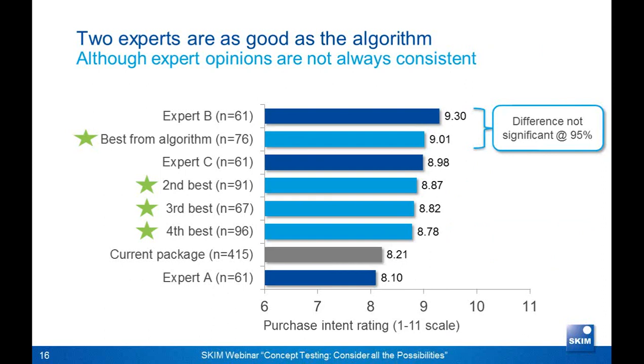But you also see something else that is very interesting. You see that expert A got a purchase intent score that was even worse than the one of the current package. So this tells you that if you only consult experts, they're going to try to do their very best. Quite often they're right, but sometimes they're not, and you have no way to know that. If you only have asked expert A, you would have to go through a validation type of exercise to check if the recommended package was any better than the current one.